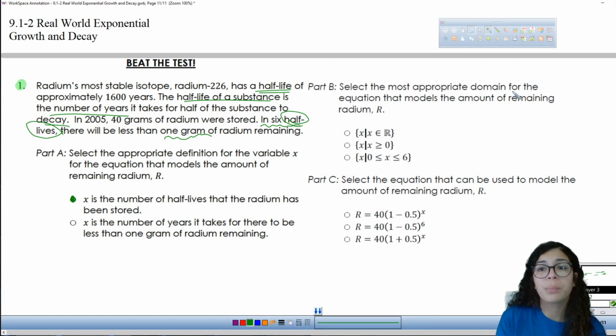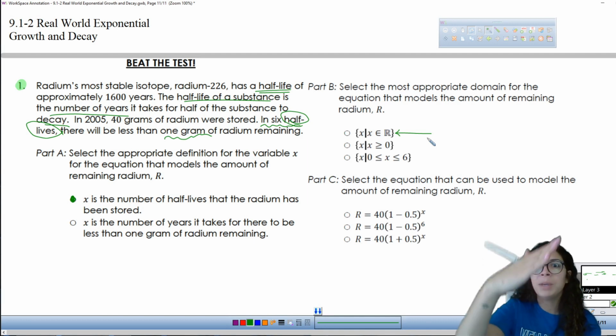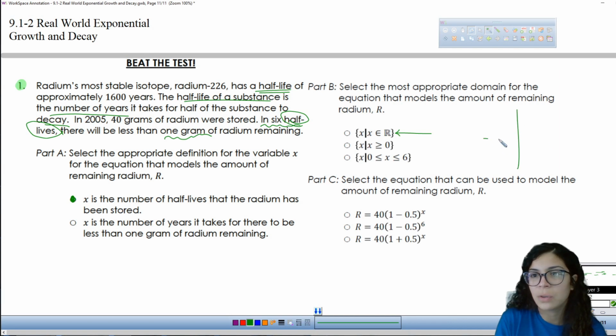Part B says select the most appropriate domain for the equation that models the amount of remaining radium. Now, we can't say that we have all real numbers for an input because we can't have a negative amount of half-lives. And also, after 6 half-lives, there will be less than 1 gram of radium remaining, that means that you're really almost reaching 0, right? So this is decay, right? If we can imagine the graph, we start somewhere and then we're going down. And they're saying that at 6, it's less than 1 gram. So that's almost nothing. So the correct domain would be from 0 to 6.